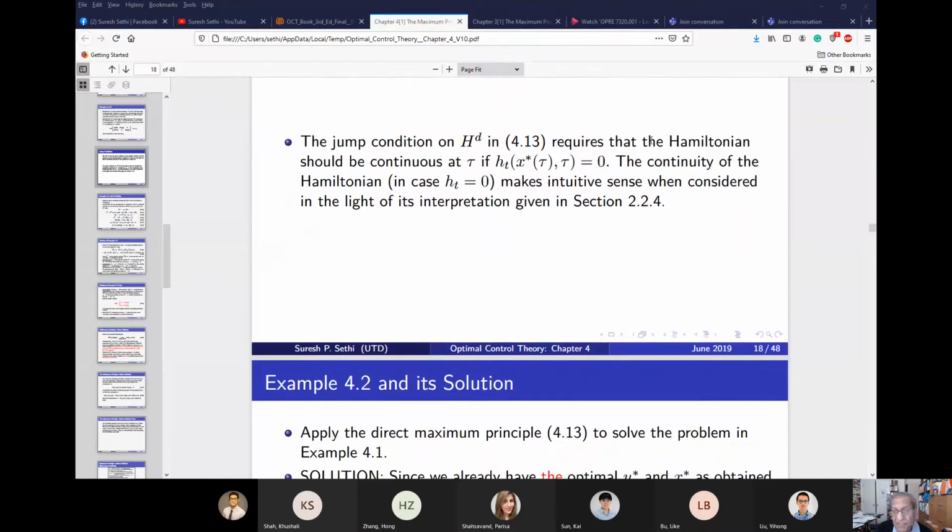A jump in the Hamiltonian is ruled out: the Hamiltonian is continuous if there is no time derivative on the state constraint, the pure state constraint. This makes intuitive sense because we have a Hamiltonian which gives you the current profit and the value of the future profit multiplied by lambda, so the value of the state. You would want the Hamiltonian to be continuous if there is nothing going on outside your influence, which is h sub t.